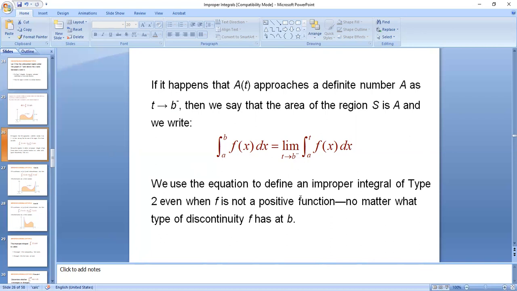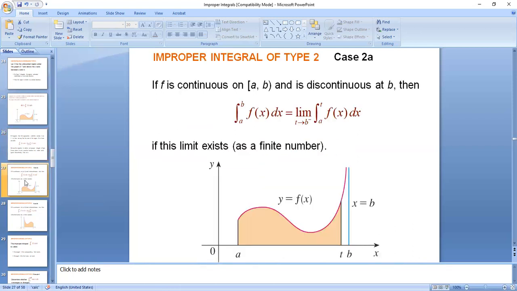Use the equation to define an improper integral of type 2 even when f is not a positive function. So whether this function, by the way, class, is negative, it doesn't matter, no matter what type of discontinuity f has at b. So whether this is negative or positive, this is still our notation for a type 2 improper integral wherein the function has an infinite discontinuity. Okay, interrupt me if you cannot follow. I will proceed to the next slide.